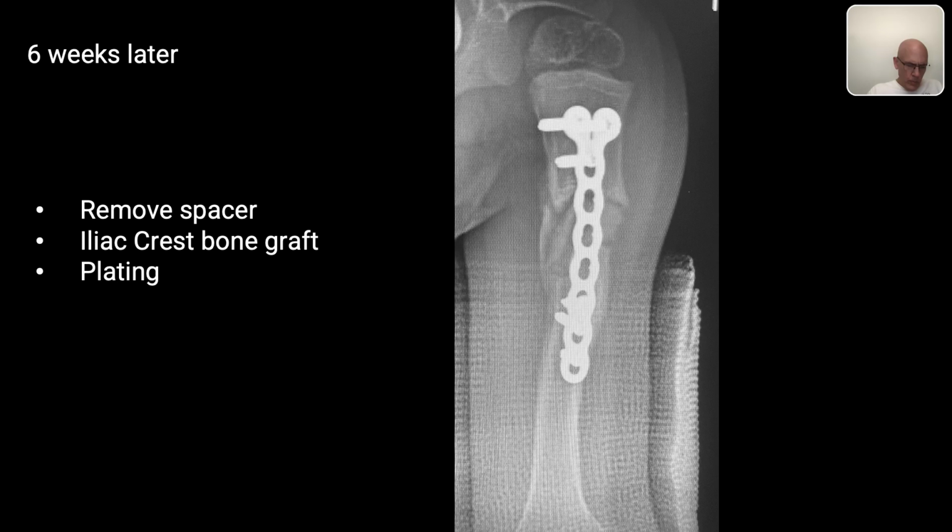New slide, please. And then took the patient back. We looked in. I don't remember if we did a frozen section, but that would have been a good idea. Everything looked clean. There was a nice rim of, I guess you'd say, induced membrane present. So we decided to do iliac crest bone graft and plate it.